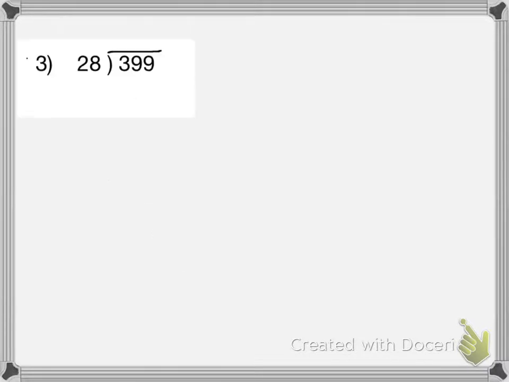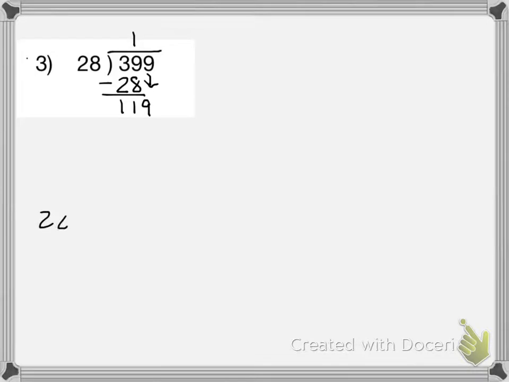All right, let's go on to question 3. We have 399 divided by 28. All right, so I know we can make one group of 28 out of 39. And when we subtract, we have a difference of 11. So let's bring the 9 down.